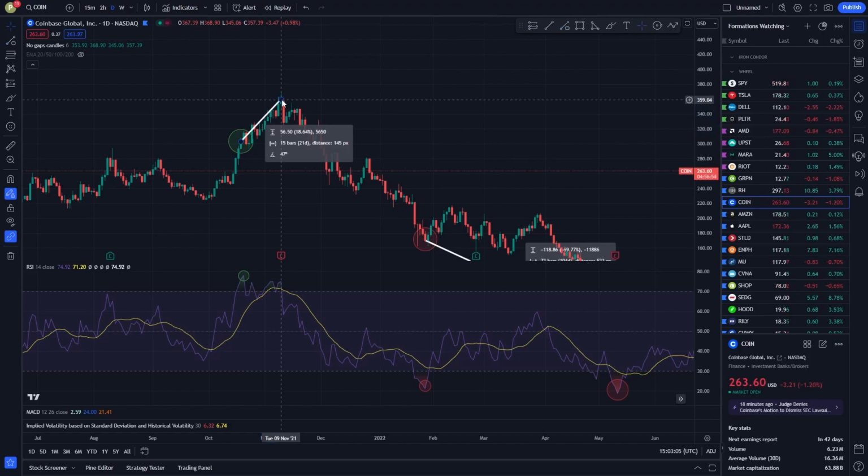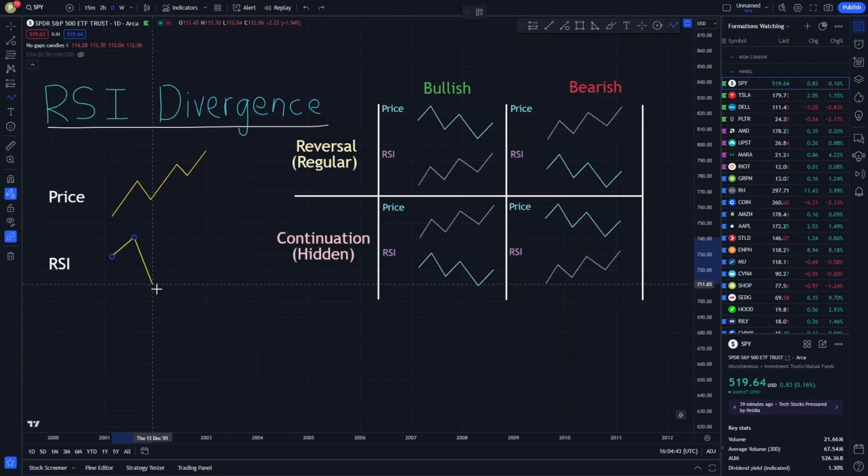This simple strategy is generally better than trading solely based on price action, but there's actually a better way to use this indicator called RSI divergence. Divergence occurs when the indicator moves in the opposite direction of price. For RSI, there are four types of divergences, comprised of bullish and bearish, as well as reversal and continuation setups.